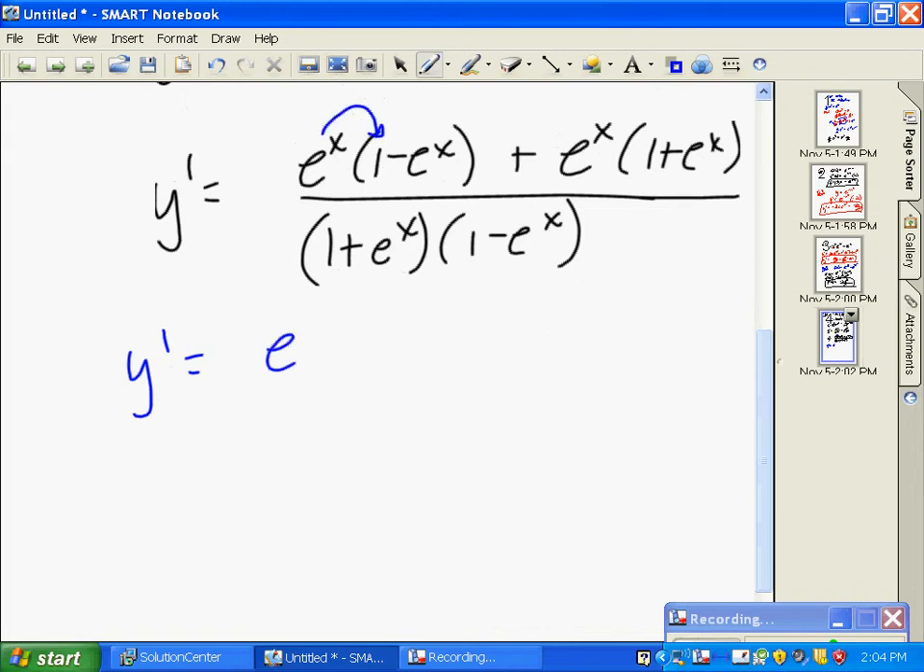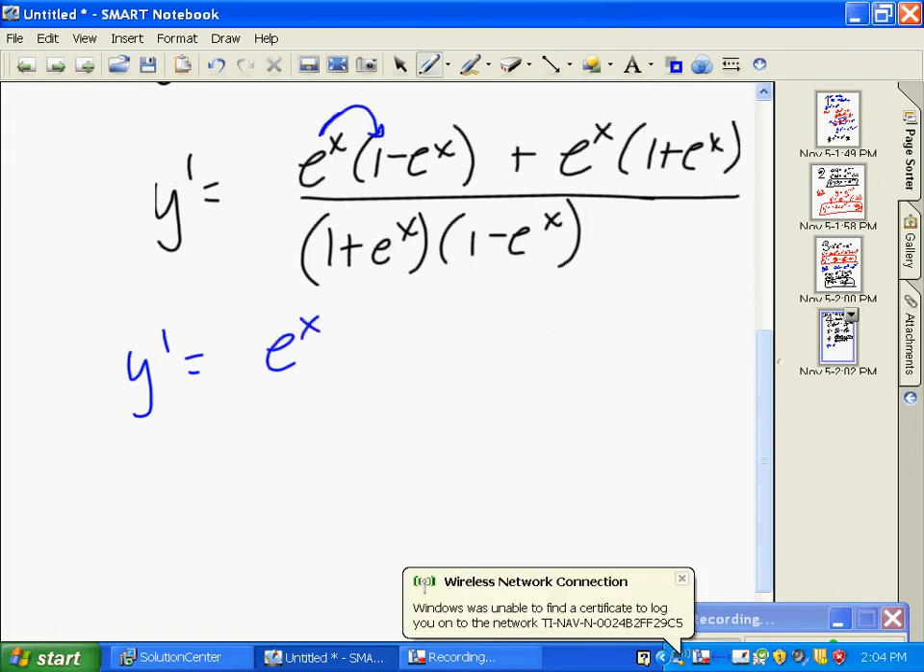E to the x times 1 is e to the x. E to the x times e to the x is the same as e to the x quantity squared. Now remember, when you raise a power to a power, you multiply exponents. So I can rewrite that as e to the 2x. I guess you can also think of it as multiplying like bases. You add the exponents, so that would be e to the 2x. Then I multiply e to the x times 1. Then e to the x times e to the x is going to be again e to the 2x.